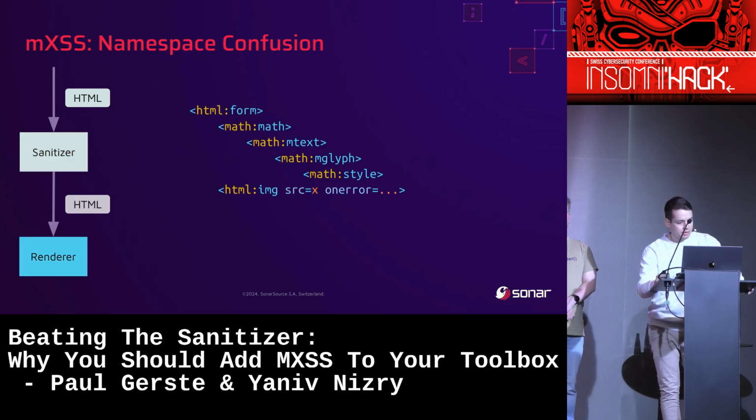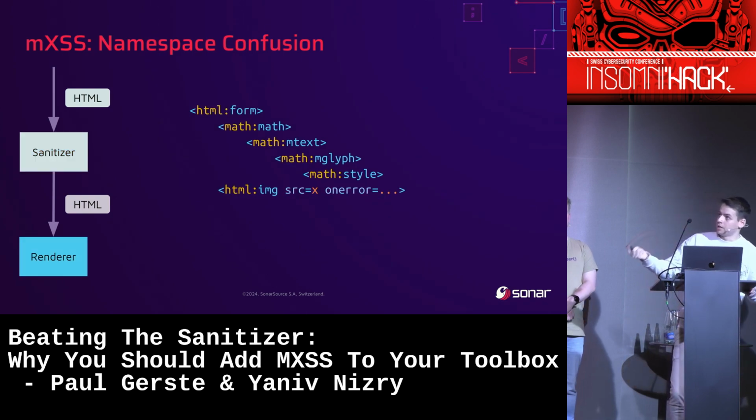But when parsing it again, the form is deleted, the mglyph is a direct descendant of the mtext, and the style is also coming back to the math namespace. And the image tag suddenly wasn't here before, but now it is.